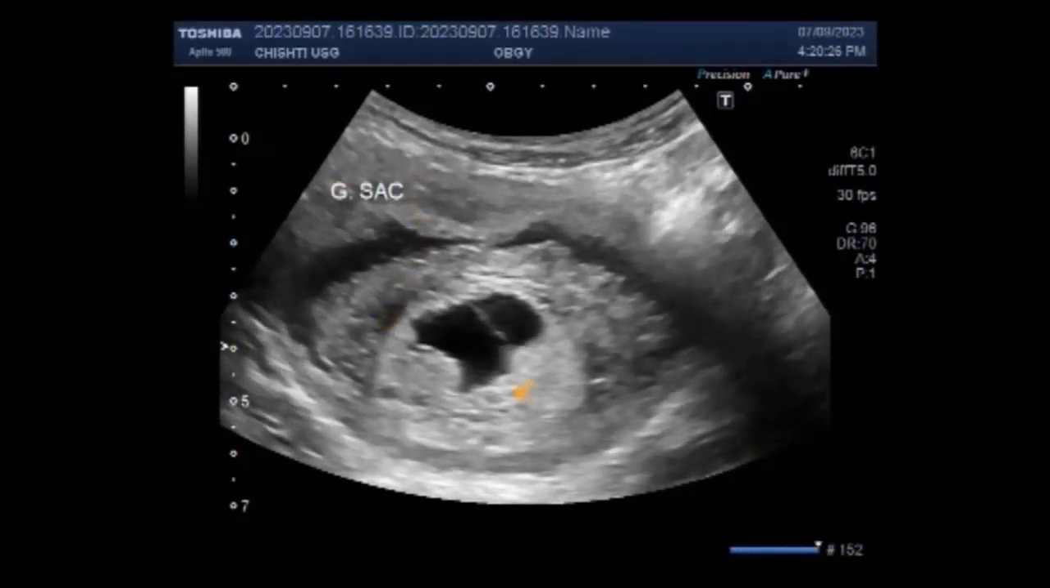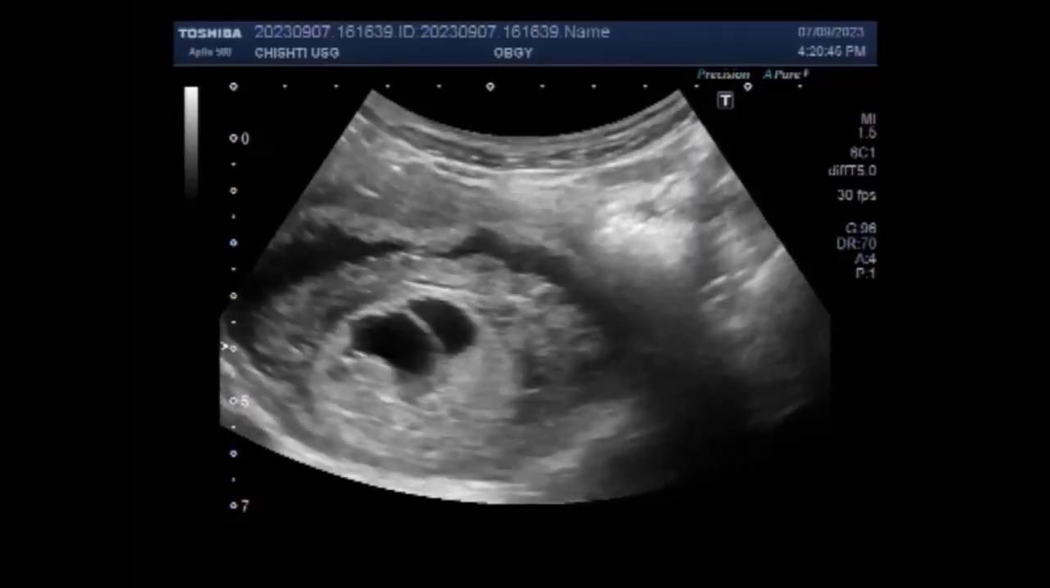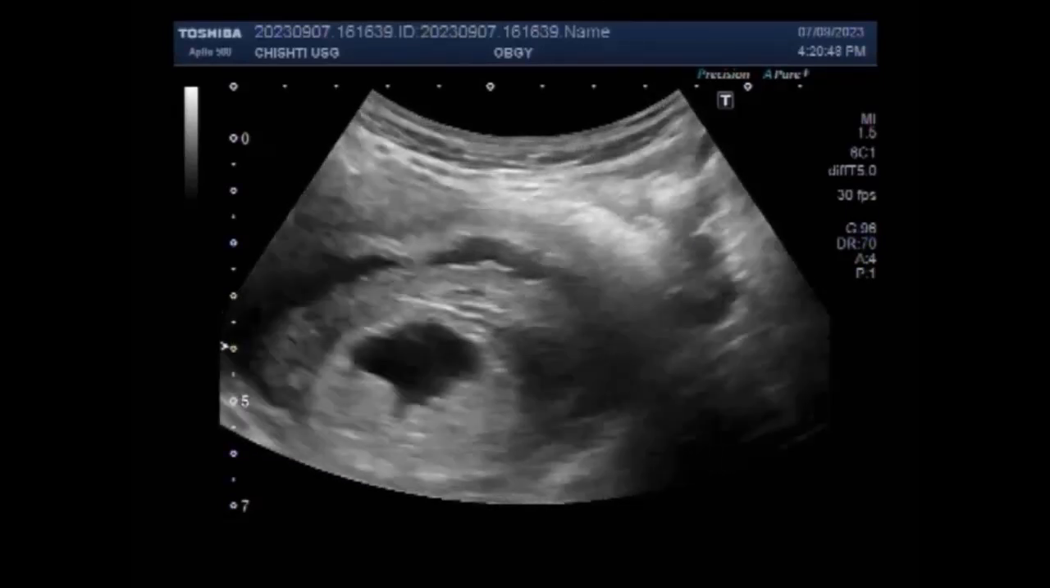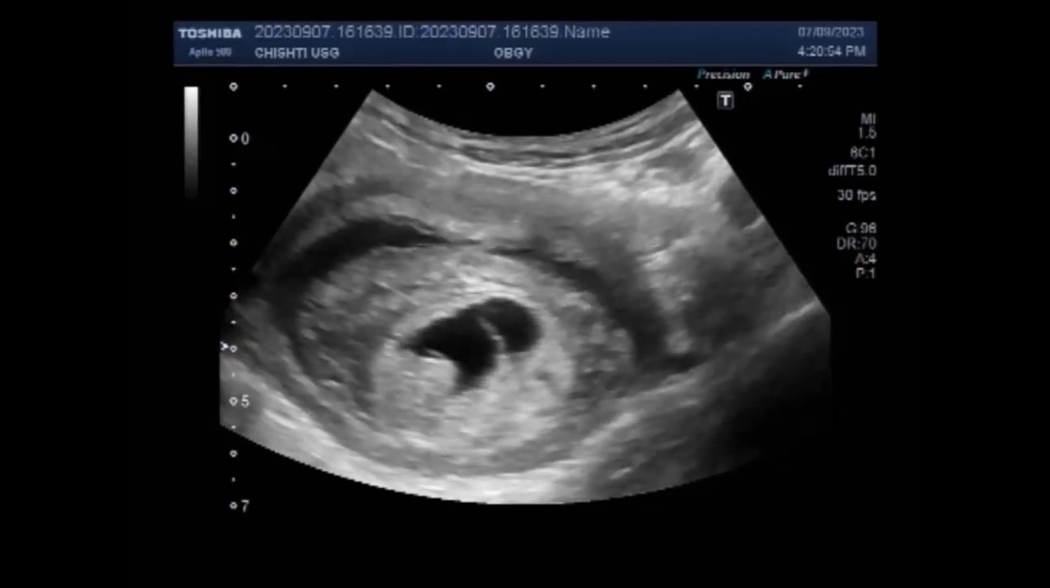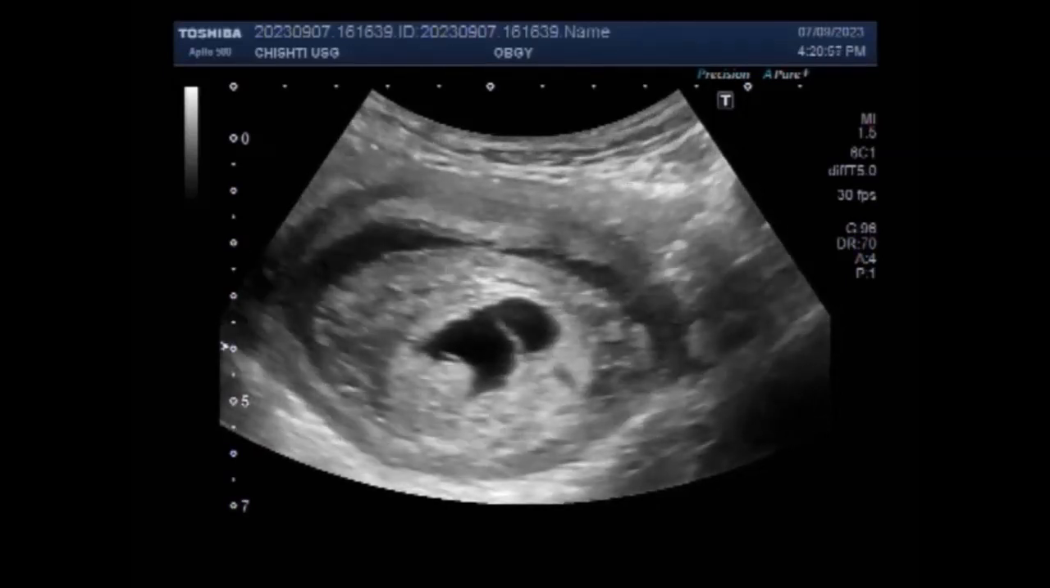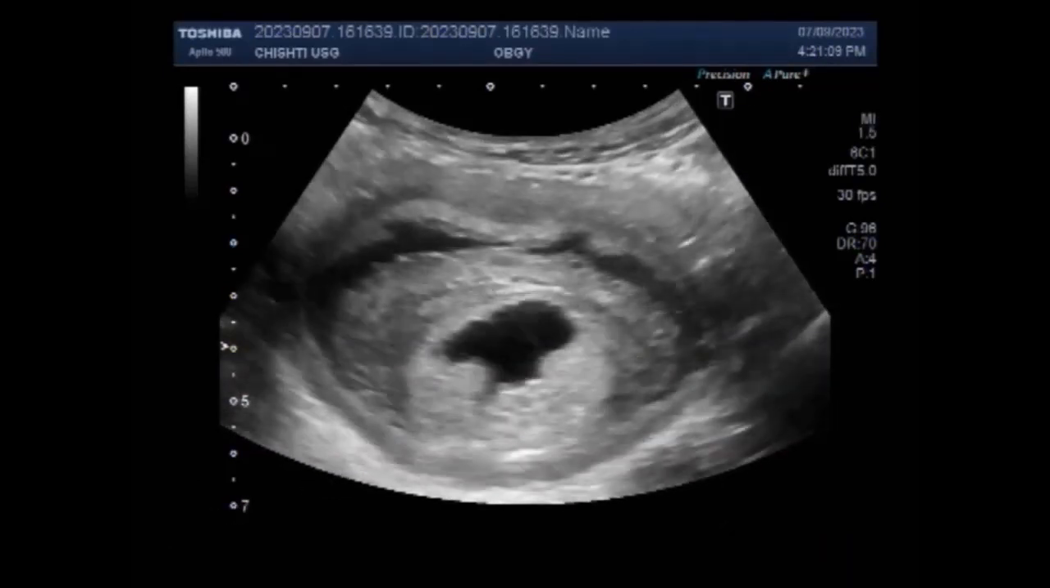So the blighted ovum is a type of miscarriage that occurs very early in the pregnancy, in which the fertilized egg is not able to develop into an embryo after it has attached itself to the uterine wall. Often it occurs so early that the woman doesn't even know that she is pregnant. Blighted ovum causes about 1 out of 2 miscarriages in the first trimester of pregnancy.